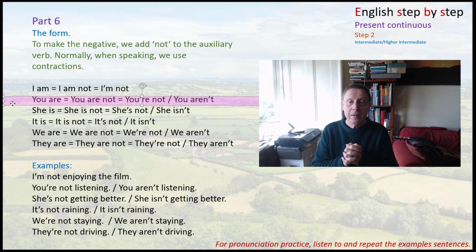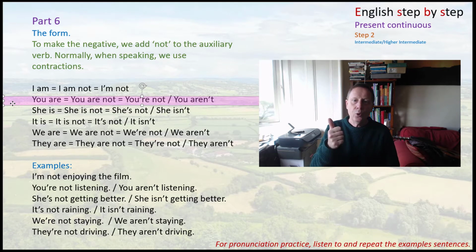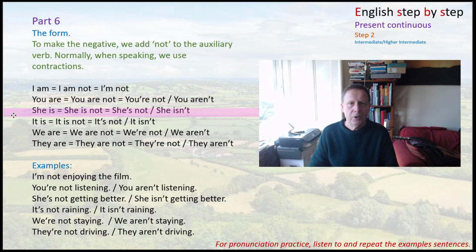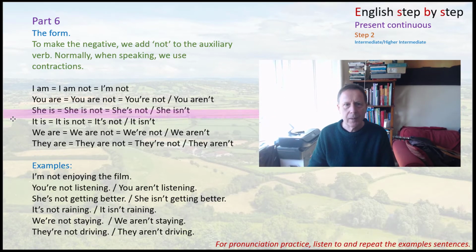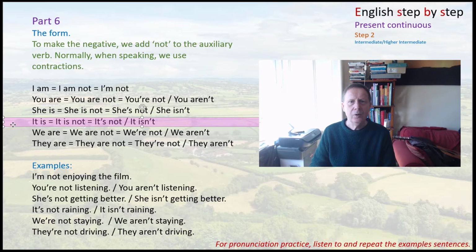Now here, it's possible to make two contractions. You could say you're not or you aren't. Both of these are very common. You're not, you aren't. She is not, you can say she's not or she isn't. It is not, you could say it's not or it isn't.